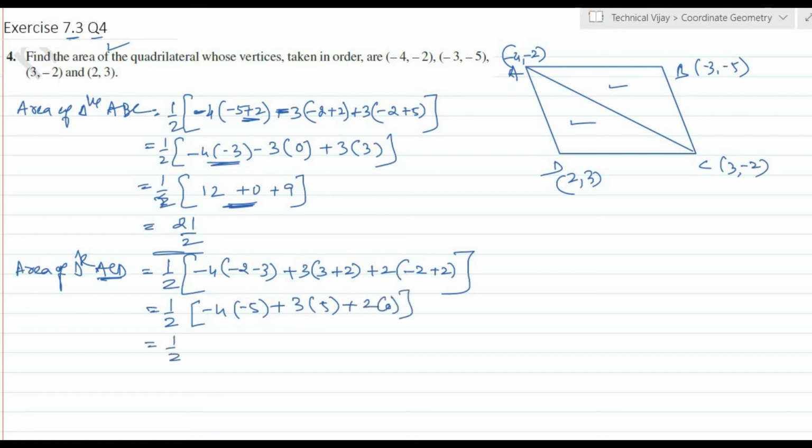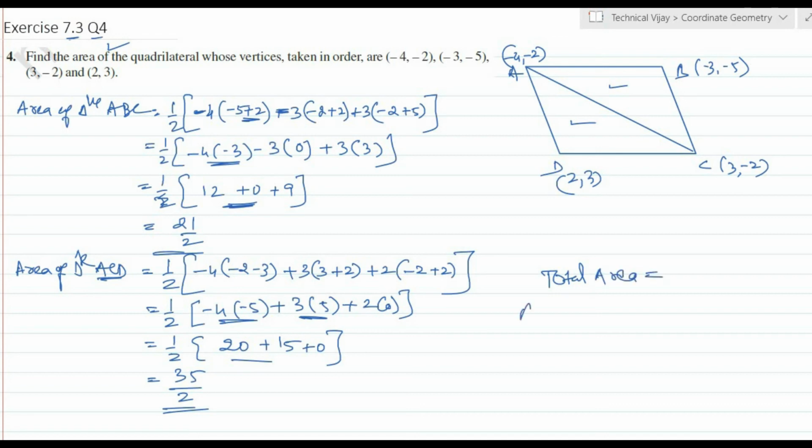So here half of, 5 4s are 20, that is plus 20. Here 5 3s are 15, so this is 0. So 35, so this is 35 by 2. Okay, so now here total area, that is the area of the quadrilateral, total area.